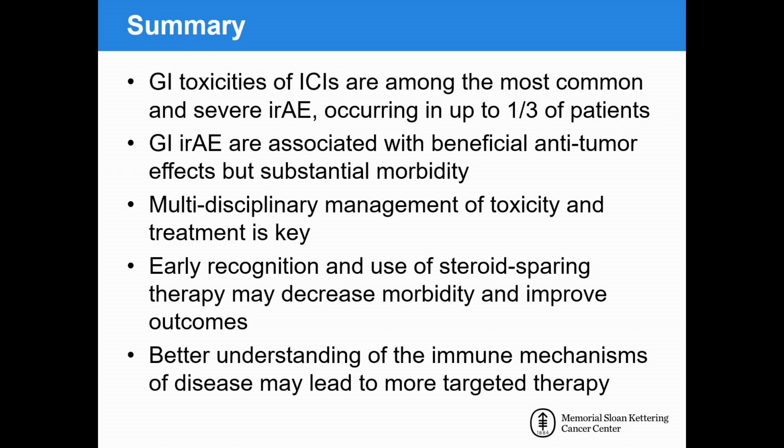So just to summarize, we know that GI toxicity of checkpoint inhibitors is incredibly common and severe, occurring in up to about a third of our patients. We didn't talk too much about it, but they probably have some anti-tumor response in the patients who develop GI toxicity. We know that multidisciplinary management of the toxicities is important, and especially early recognition and early treatment, potentially with steroid-sparing therapies, may be helpful in decreasing the morbidity for our patients. And the more we understand about these diseases and the immunology, I think we can really make inroads into treatment.